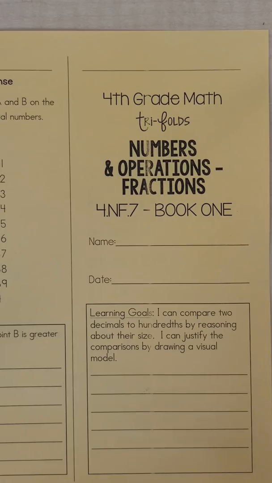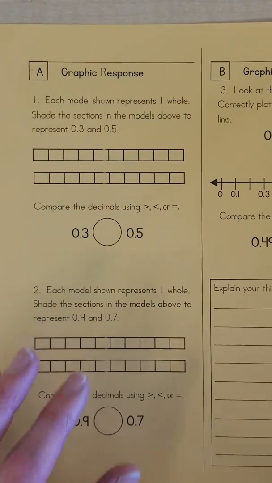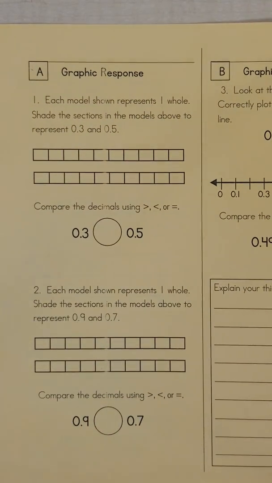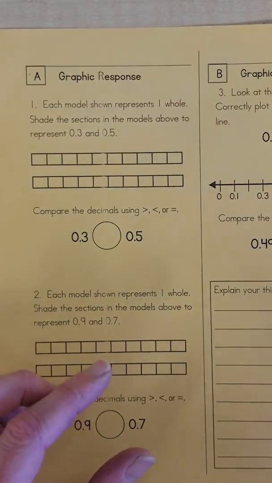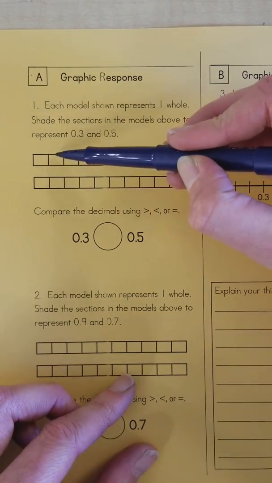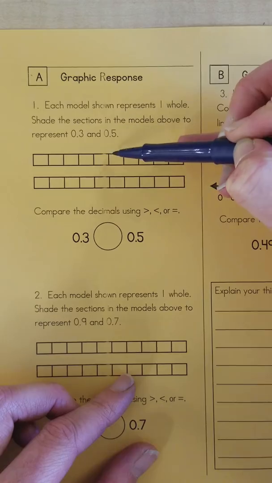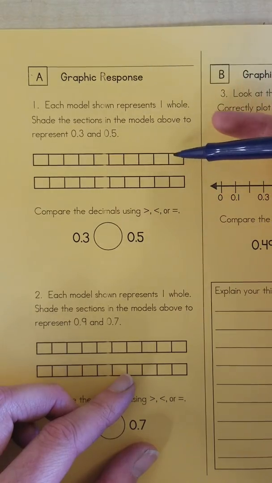Okay, I'm excited. Let's start with A. On A it says, each model shown represents one whole. Shade the sections of the models above to represent 3/10 and 5/10. I can see there are 10 parts. 1, 2, 3, 4, 5, 6, 7, 8, 9, 10.